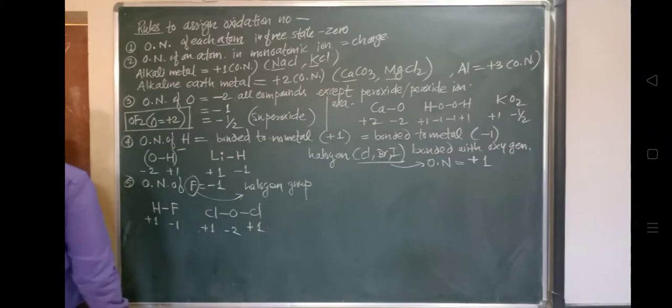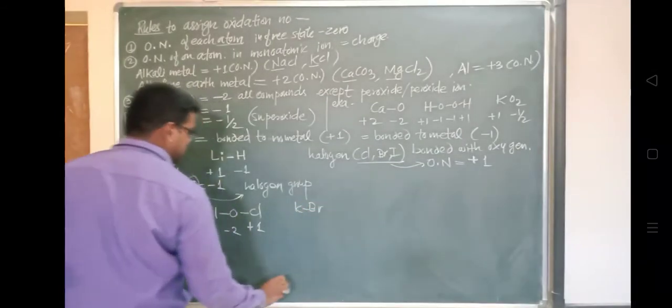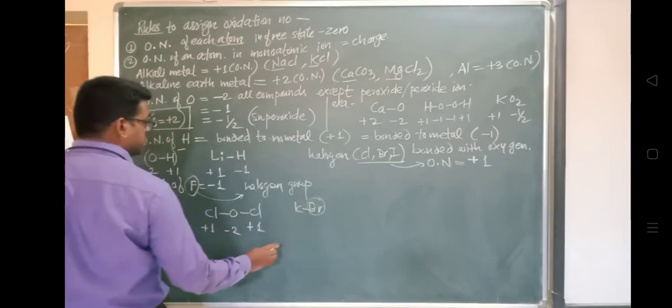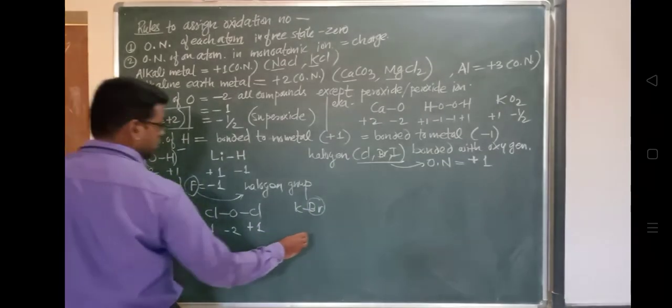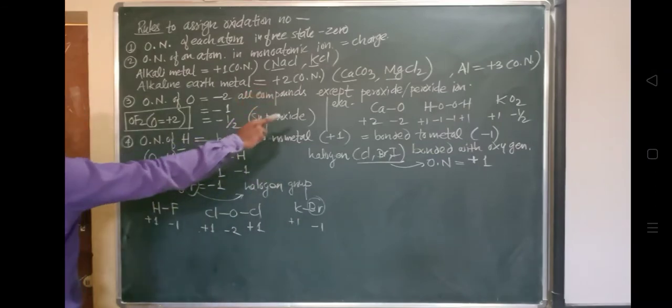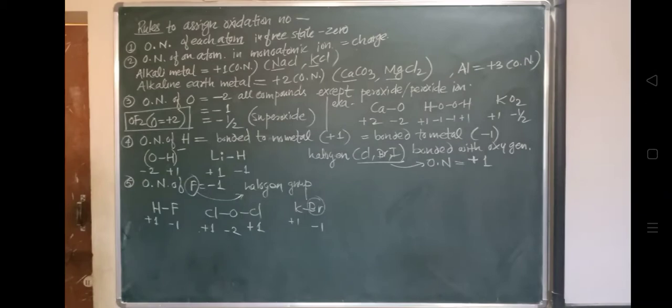Then another, suppose KBr, potassium bromide. In this case, this is a halogen group member, bromine, so it will have a -1 oxidation state, and potassium is having a +1 oxidation state. आप देख सकते हो potassium is having +1 oxidation state. So these are the first 5 rules. Again, rules 6, 7, 8 are present.